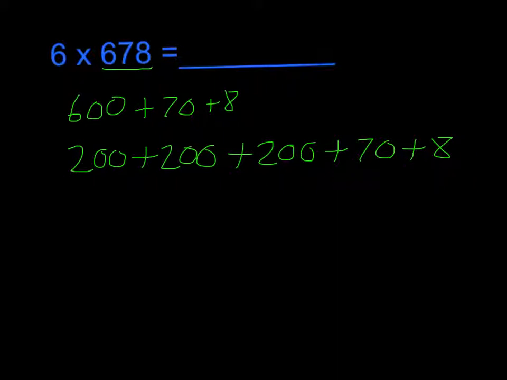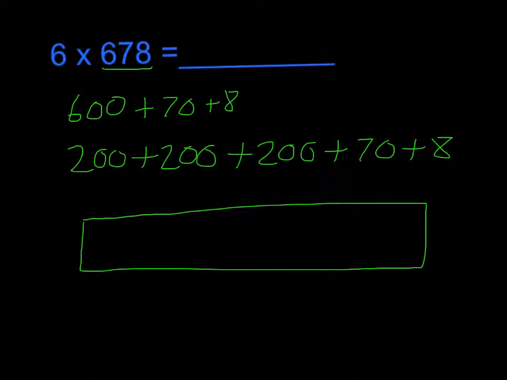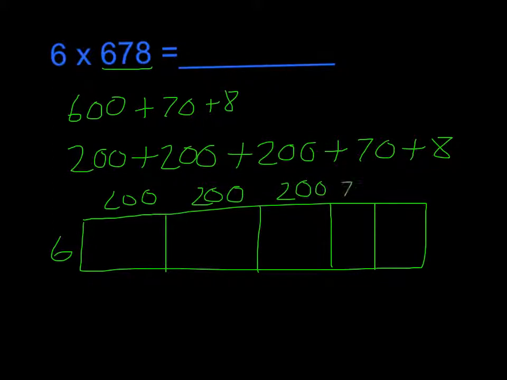And so I'm going to draw my rectangle, and my rectangle is going to be pretty big in this case. So I'm going to draw a large rectangle here as my model. And I'm going to put a 6 there. And I'm going to divide this up. I have 1, 2, 3, 4, 5 sections. So 5 sections there. And our first ones here are going to be 200 and 200 and 200 and 70 and 8. And now I'm going to take my 6 right here and multiply it by 200.